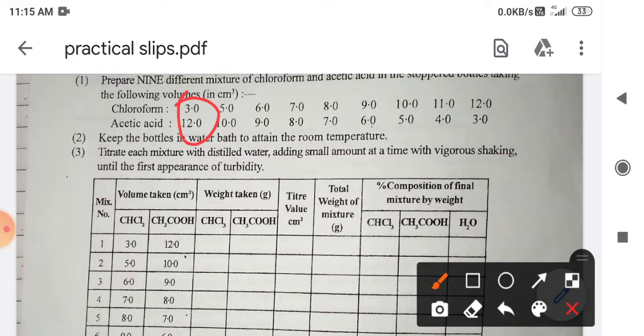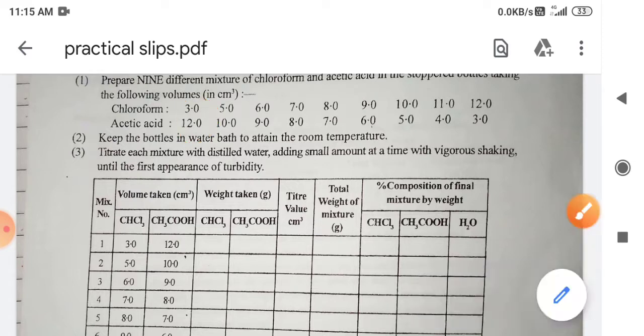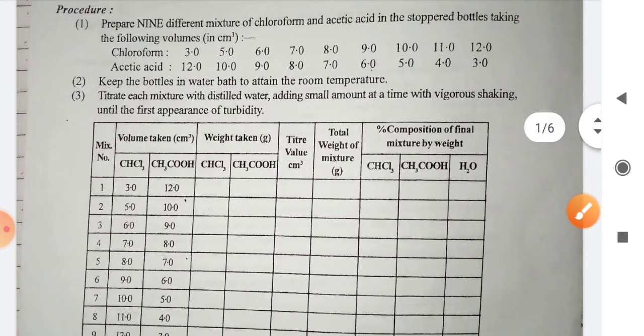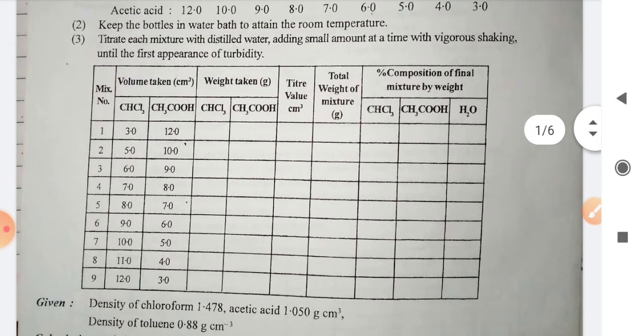But once we start adding water from the burette, we get turbidity at a particular point. When we get permanent turbidity, that will be the end point for that particular mixture. Okay, so what is the observation table?